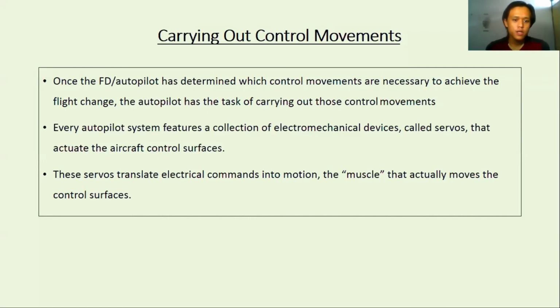Every autopilot system features a collection of electromechanical devices called servos that actuate the aircraft control surfaces. These servos translate electrical commands into motion, also known as the muscle that actually moves the control surface. So that's it for my part of the presentation. Now I'll pass the video to Mims to complete the conclusion and complete our presentation.